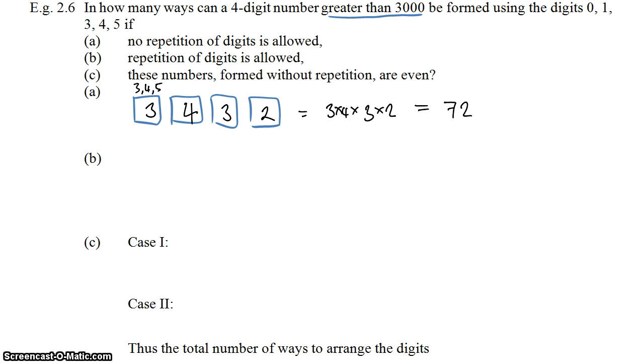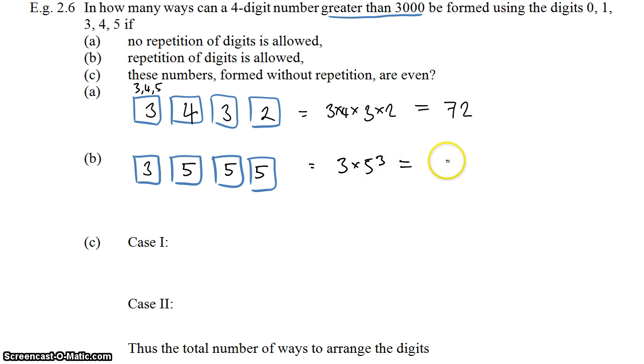Okay, so what about if I do allow repetition of digits? Well, again, I look at my four digits: first digit, second digit, third digit, fourth digit. Still in the first column, I have three choices, needs to be a 3, a 4, or 5, but now I've got no restrictions on what can go into these final three boxes, so I can put any 5 of them in here, any 5 of them in here, and any 5 of them in here. So that gives me 3 times 5 cubed, and that is equal to 375.